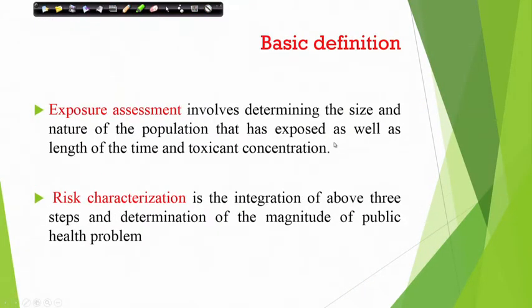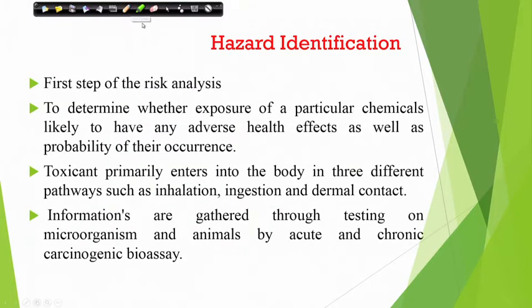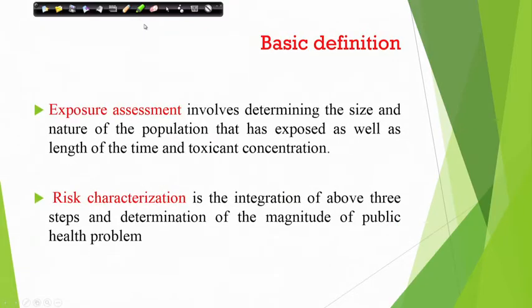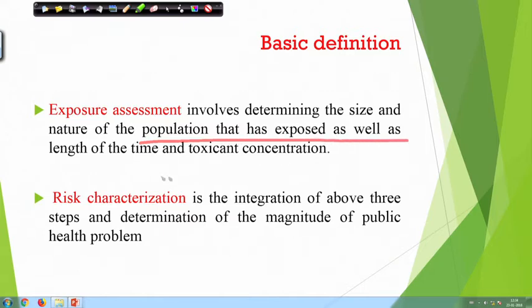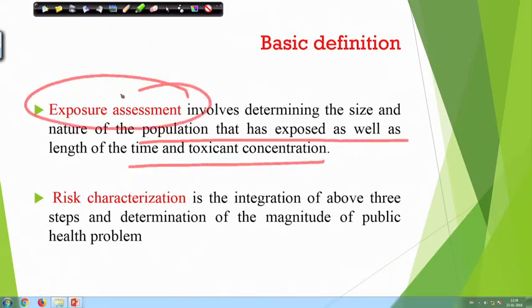Then you do the exposure assessment, which involves determining the size and nature of the population which is exposed. You look at the size of the population, the nature of the population, as well as the length of time and the toxicant concentration. So that's basically what kind of exposure they are getting. Based on the integration of these three steps, we try to find out the actual risk and then characterize that risk.